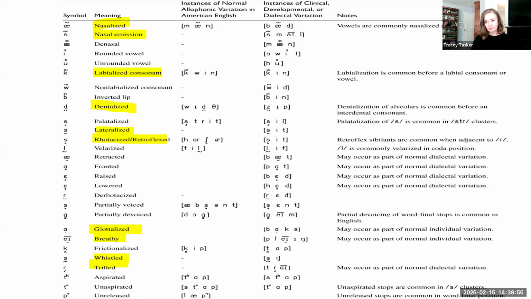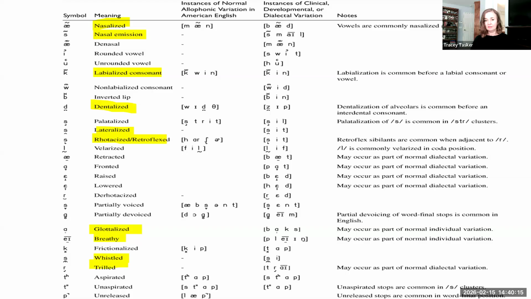These are really helpful charts in your books. You do not have to memorize them. I don't have this memorized. But you should be familiar with some of the more frequently occurring notations that we're going to use. So I'm going to talk about these, and I've highlighted them in your slides here.